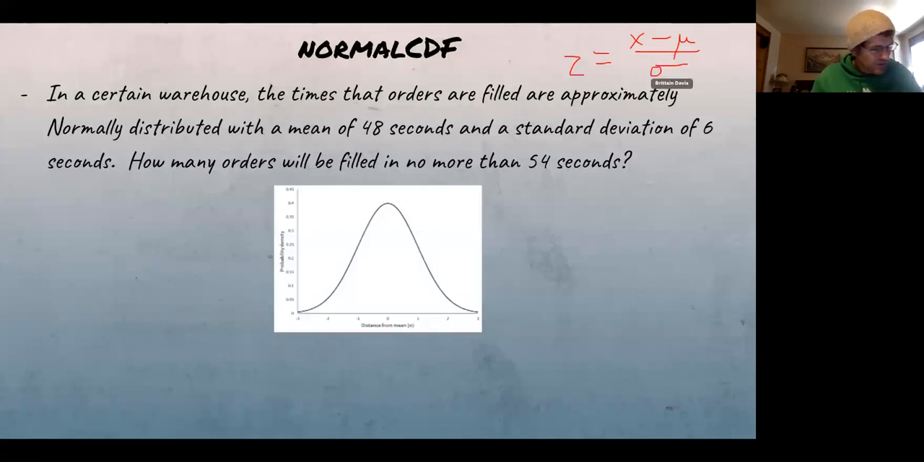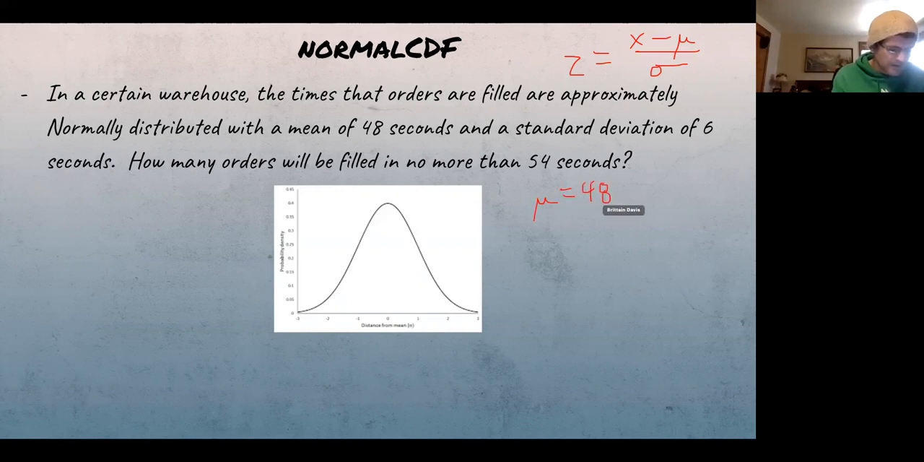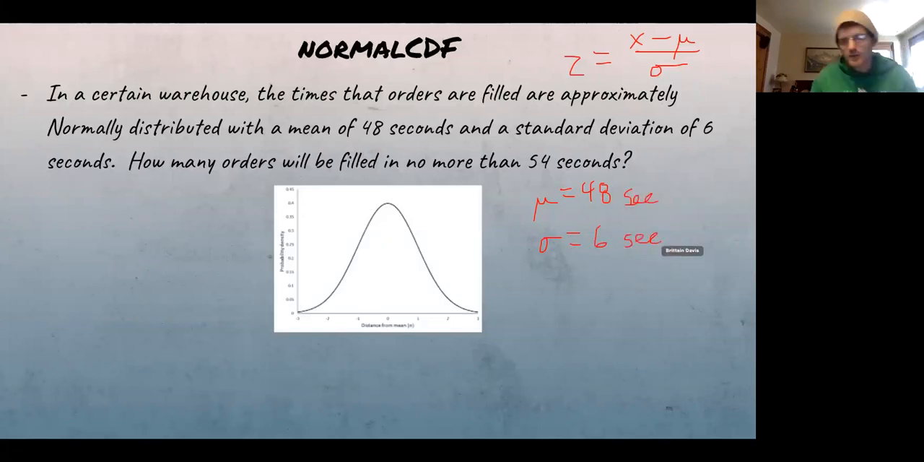All right, so we've got a normally distributed population. These are orders being filled in a workshop, in a warehouse. There we go. And we've got a mean of 48 seconds to fill an order, standard deviation of 6, and both of these have the same unit. So if that is something that you kind of missed along the way, that's supposed to be a seconds right there. So standard deviation has the same unit as the mean and the data points.